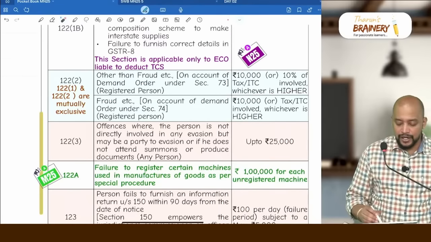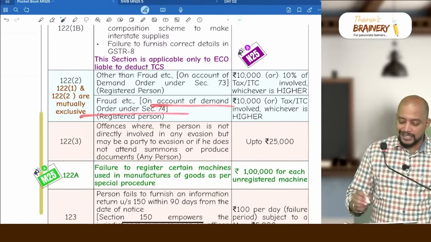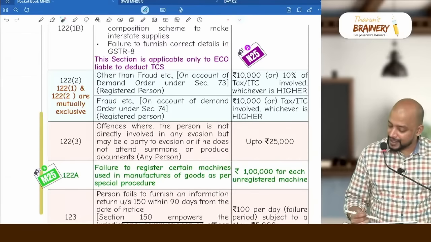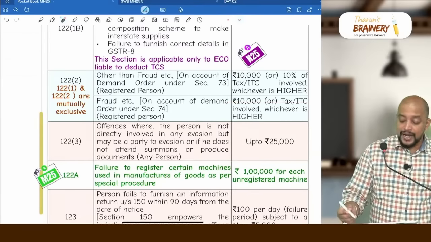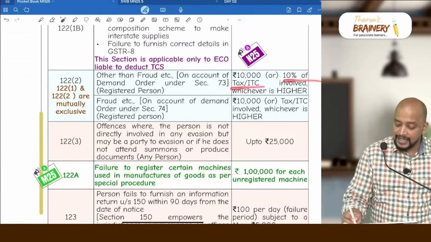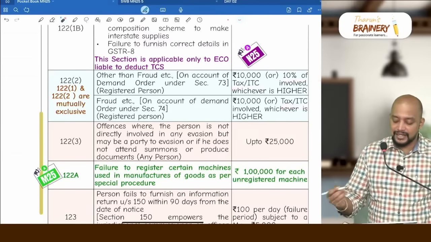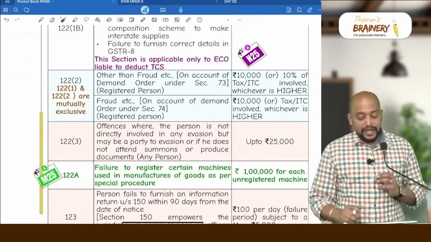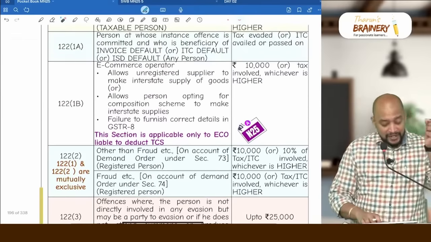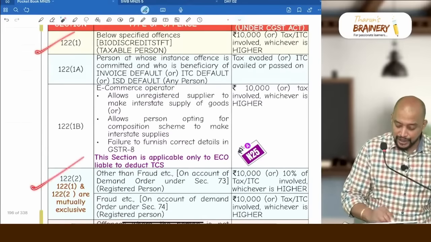Whereas if it is fraud, on account of demand order under section 74, it is also on the registered person. 10,000 rupees or tax or ITC, 100%. Here it is 10%, here it is 100%. Tax or ITC or refund involved, whichever is higher. Now, what is the difference between 122 subsection 1 versus 122 subsection 2?